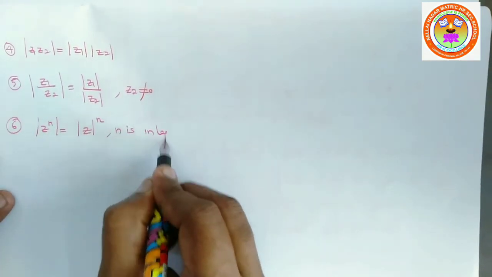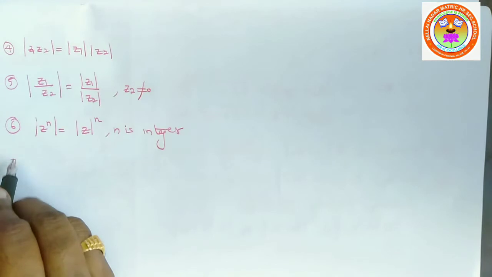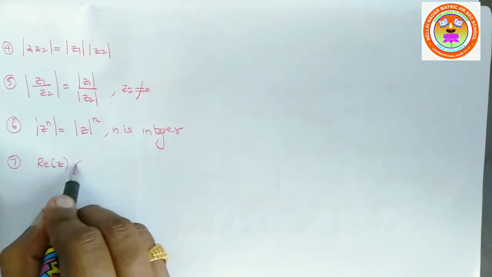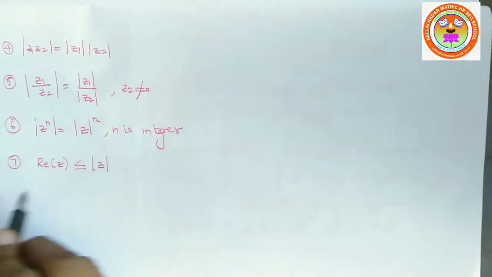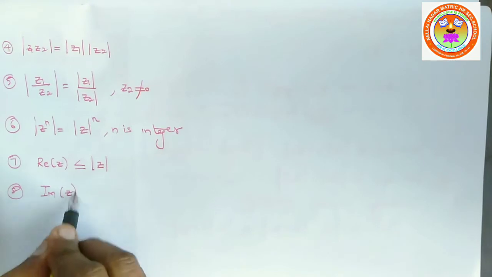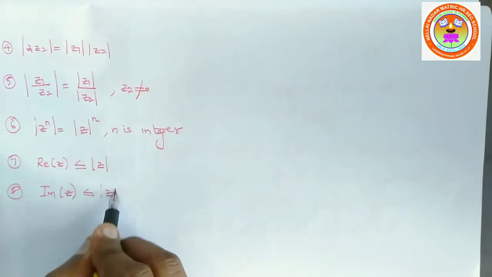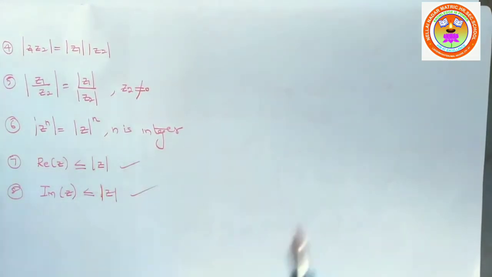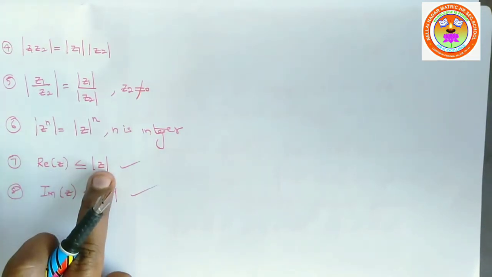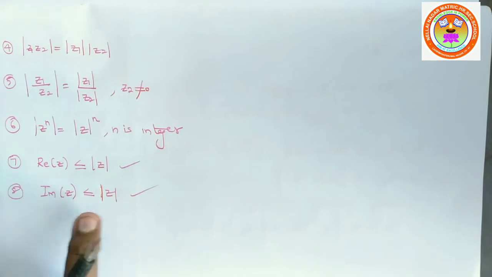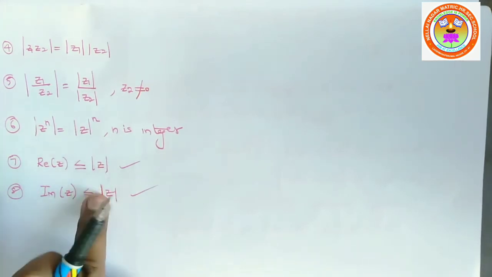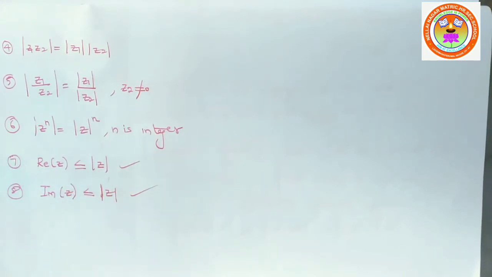The seventh property is the real part of Z is less than or equal to modulus of Z, and the eighth property is the imaginary part of Z is less than or equal to modulus of Z. This will be very useful to solve some sums. The real part of Z is less than or equal to modulus of Z, and the imaginary part of Z is less than or equal to modulus Z. You can prove this if you want.